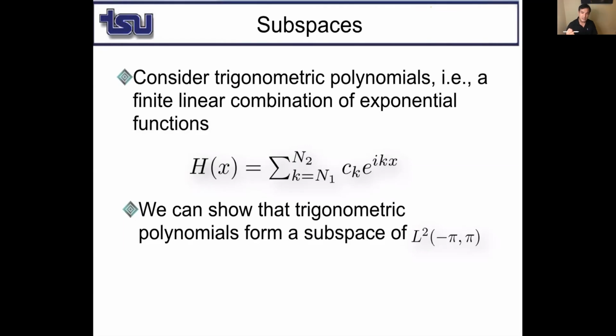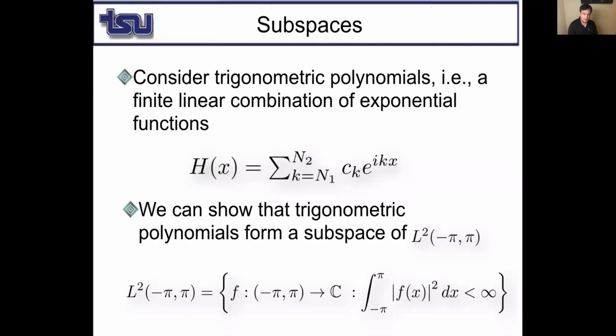Remember L2? L2 is a vector space, a set of functions whose energy in one period is finite. So this is a reminder: L2 is a space of functions from negative pi to pi to complex numbers whose energy in one period is finite. Now we are going to show that the set of trigonometric polynomials is a subspace of what? L2. So, let's see.